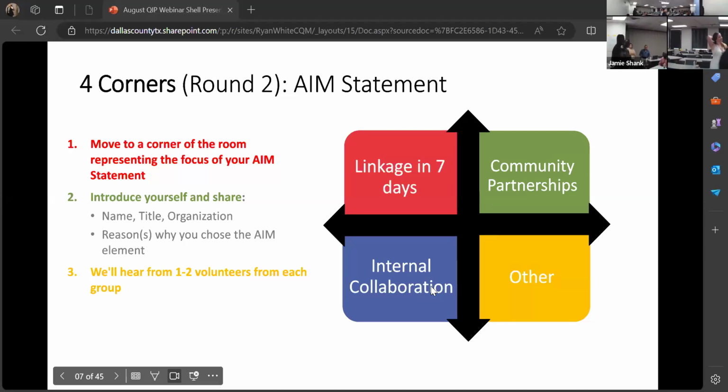And then from Cali Clinic, for them it is a combo of linkage in 7 days and existing and new community partnerships. Then from HSNT, our initial aim statement was to link patients to care within 7 days. Based on your data, however, they're going to add a piece for internal collaboration. Awesome. I think those are all the comments. Thank you all for participating.